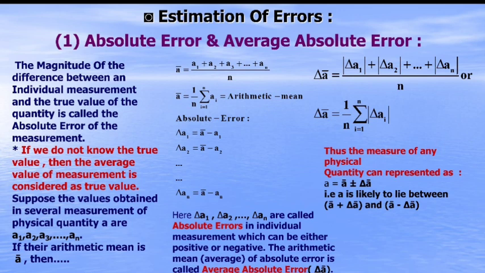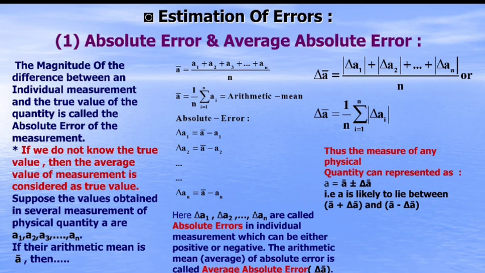Now here delta A1, delta A2 up to delta An are called absolute errors in individual measurements, which can be either positive or negative. So you will get delta A1 or delta A2 either positive or negative. The arithmetic mean or the average of the absolute errors is called the average absolute error.